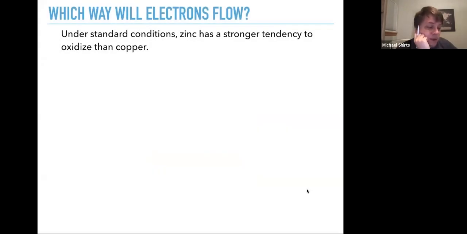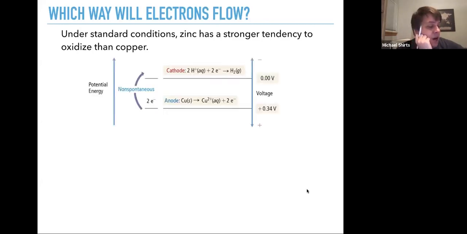So which way will electrons flow? Thinking about this more, under standard conditions, zinc has a stronger tendency to oxidize than copper. Copper has a less strong tendency to oxidize. So in this case, if we have an anode with Cu oxidizing, the electrons are at a lower potential energy in the copper, and so it's actually non-spontaneous. You'd have to go up in potential energy to oxidize copper and reduce H2 gas.